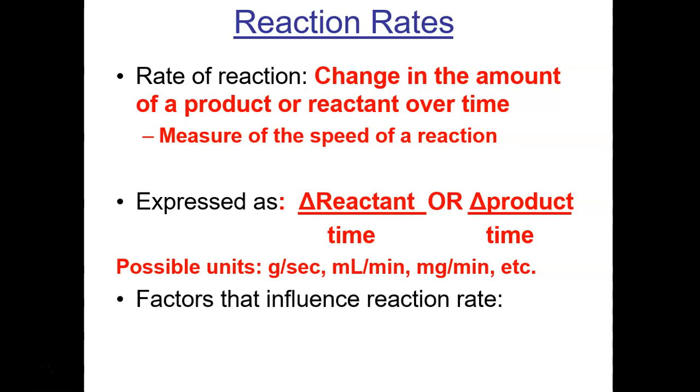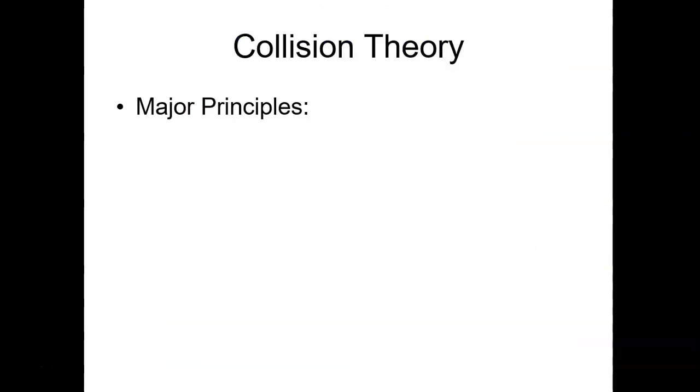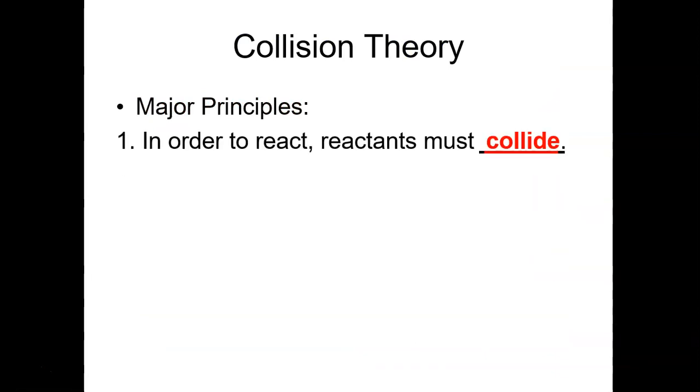Now, there are 4 major factors we're going to talk about that influence reaction rate. And they're change in temperature, surface area, concentration, and the presence of a catalyst. Now, when we talk about rates, we're going to talk about something called collision theory, which has 3 major principles. The first is that in order to react, reactants have to collide, right? They have to be in close proximity or they can't have a reaction.